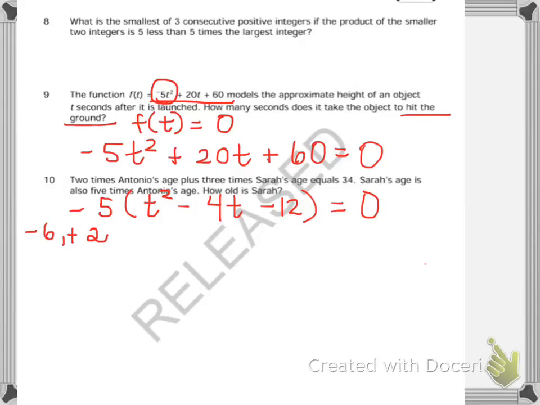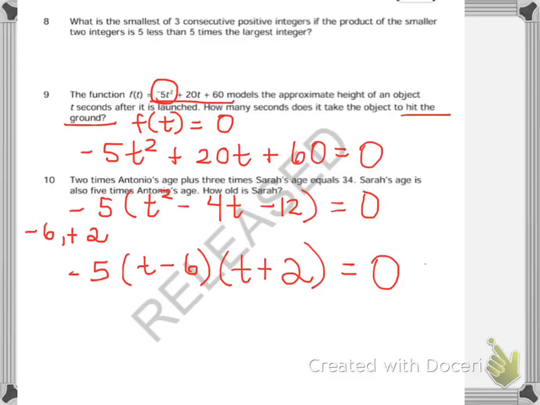So then, while making sure you keep the negative 5 remaining, you multiply that by your two factors, t minus 6 and t plus 2, to equal 0. And now you solve for t. You can divide both sides by negative 5 to get rid of it and leave the t alone. And now you want the equation to equal 0.